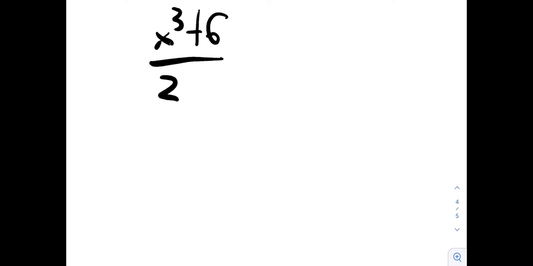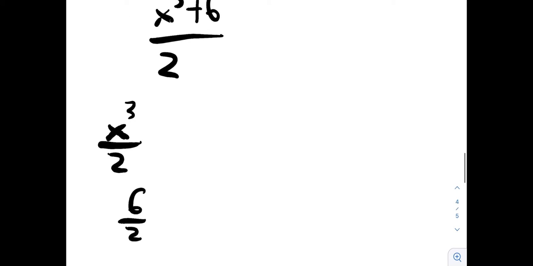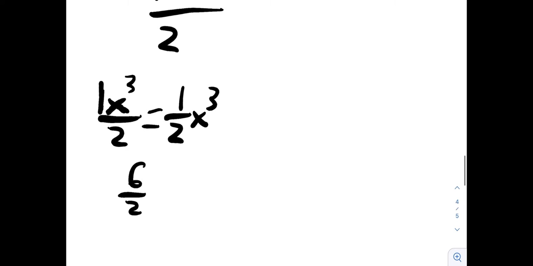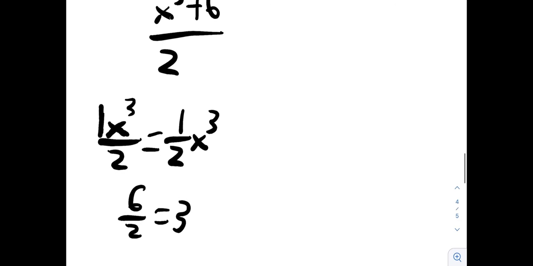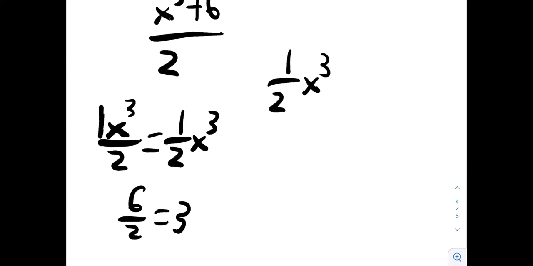And now we'll do a binomial divided by a monomial. So we have x to the power of 3 plus 6 divided by 2. And so we're going to go step by step. So x to the power of 3 divided by 2, and then 6 divided by 2. So x to the power of 3 divided by 2 would just be 1 over 2 times x to the power of 3. Remember, there's an invisible 1 here. And then 6 divided by 2 is 3. And so we just add these terms together. 1 over 2 times x to the power of 3 plus 3.